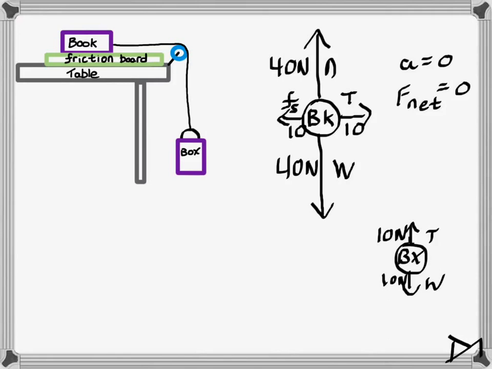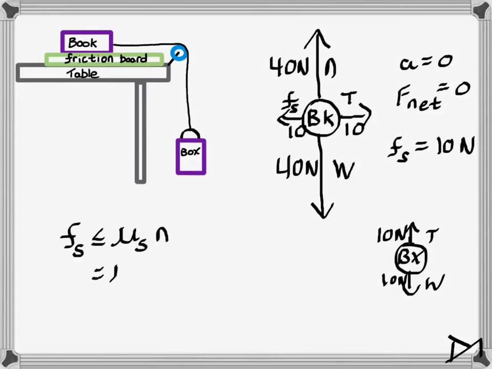Again, my box is still 10 newtons. So the box is also balanced with no acceleration. The whole system has no acceleration. The whole system is balanced out. So the weight of the box is 10 newtons, the tension is 10 newtons, and therefore the friction is 10 newtons. So the force of friction is 10 newtons. We solve what the friction is of book on board by knowing the weight of the box.